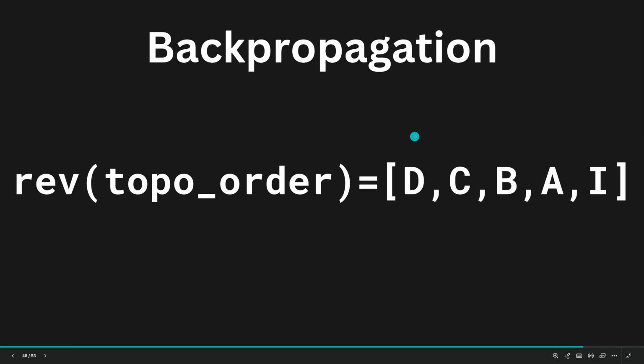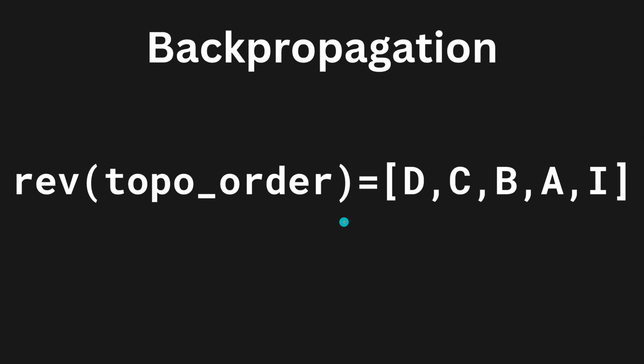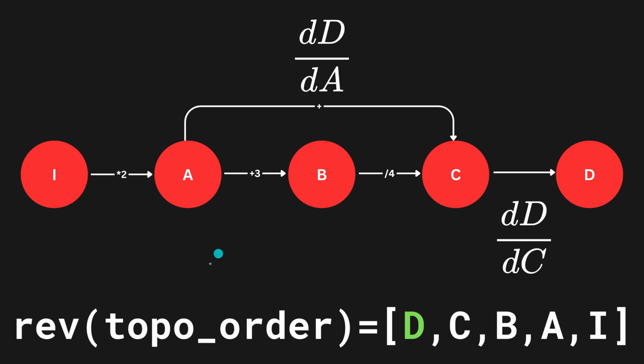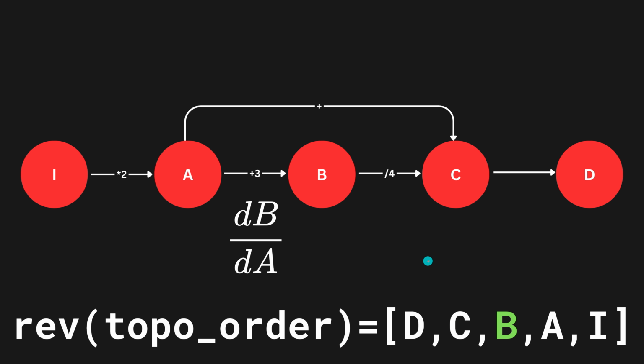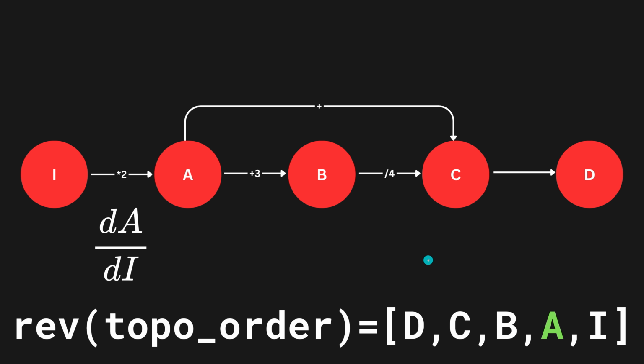To actually do backpropagation, we reverse it. We'll reverse the order and it'll be D, C, B, A, I. And the reason is, in our reversed order, we can now call the backward pass on D. That's going to create the backward pass from D, dD/dC and then dD/dA. Then the next backward pass we call is on C, which will be dC/dB. Then the next is on B, which will be dB/dA. And the next backward pass will be on A, which will be dA/dI.